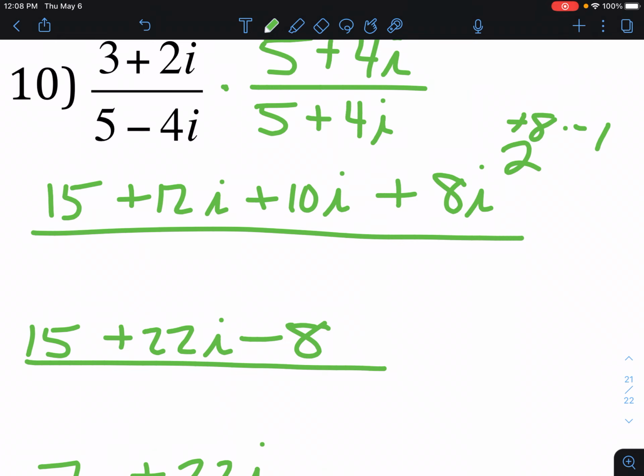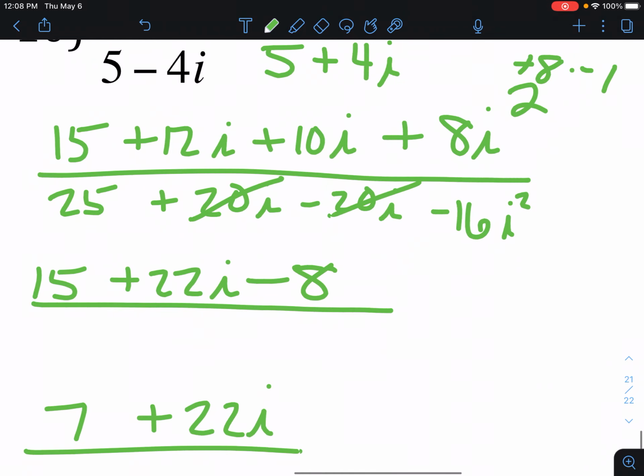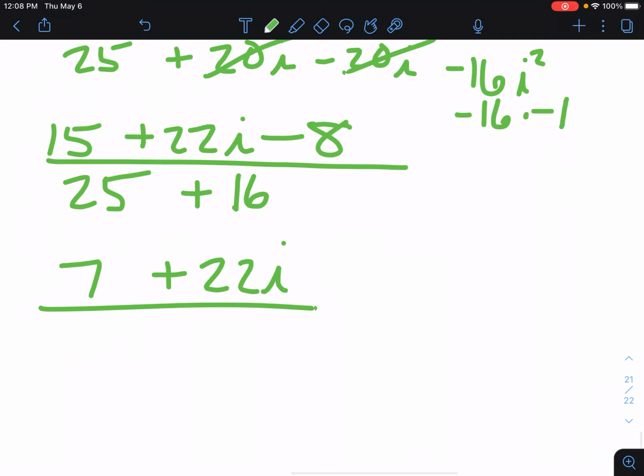All right, first, outside, inside, and last. These guys add up to 0, so cancel them out. Bring down your 25. The I squared becomes negative 1, so negative 16 times negative 1 is 16, so plus 16. And then 25 plus 16 is 41. And then I double check, can I reduce this fraction? Nope, nothing reduces with 41.